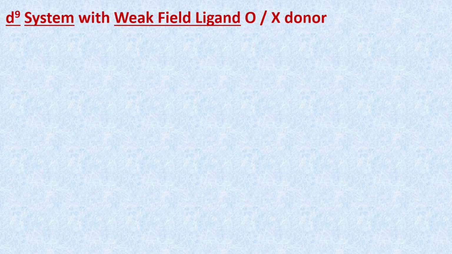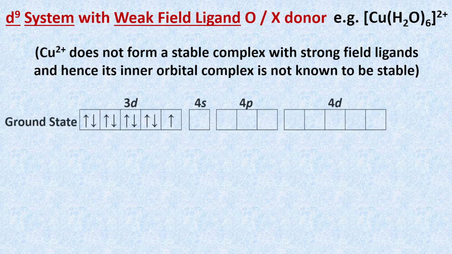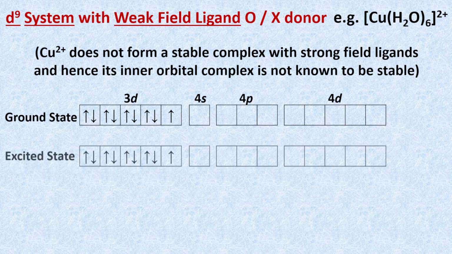d9 system with a weak field ligand. Example, hexaaqua copper 2+ ion. Likewise, cobalt +2 and nickel +2, copper +2 also doesn't form a stable complex with the strong field ligand. Hence, its inner orbital complex is not known to be stable. The atomic number of copper is 29, oxidation state is +2, so the valence electronic configuration is 3d9 4s0 4p0. Since oxygen is the donor, the excited state remains the same.